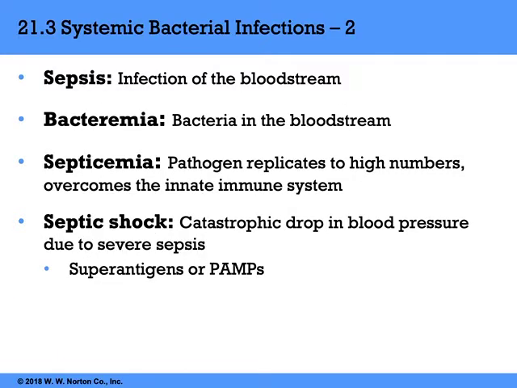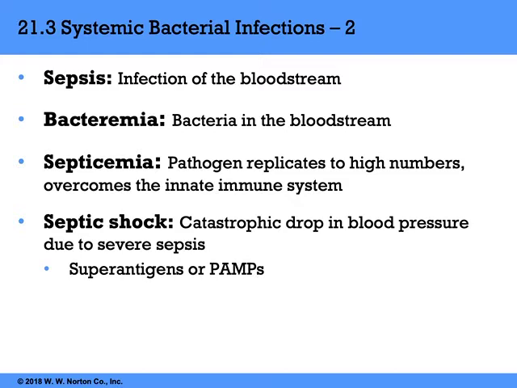Okay? So the whole idea behind the immune system is to keep bacteria out of your blood. We don't want bacteria in the blood because then it can travel to any system in the body and cause a lot of organ damage. Infection in the bloodstream is defined as sepsis. Bacteremia is bacteria in the bloodstream. Septicemia is a pathogen reproducing in the bloodstream, which can overcome our immunity. And septic shock is a drop in blood pressure due to severe sepsis.